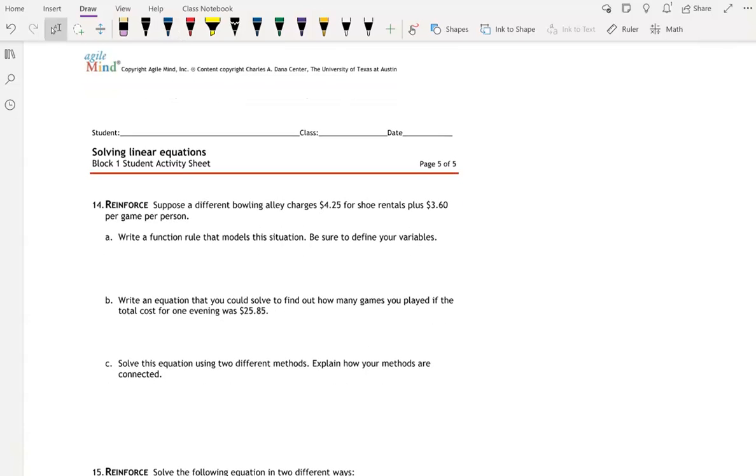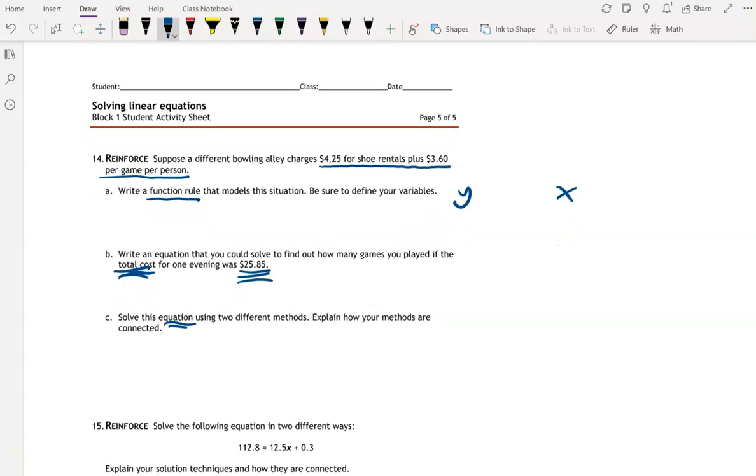All right, now you get to do some on your own. Suppose a different bowling alley charges $4.25 for shoe rentals plus $3.60 per game per person. You want to write the function rule. Remember, a function rule has a y variable, which is your dependent, and your x variable, so make sure that those are both in there. Make sure to define those variables. And then you're going to write an equation that you could solve to find out how many games you played if the total cost for one evening was $25.85. Total cost, $25.85. And then you're going to solve that equation.